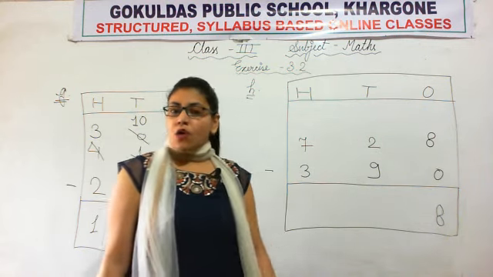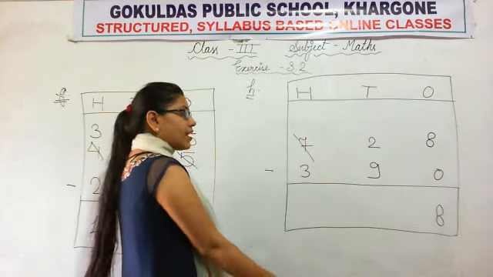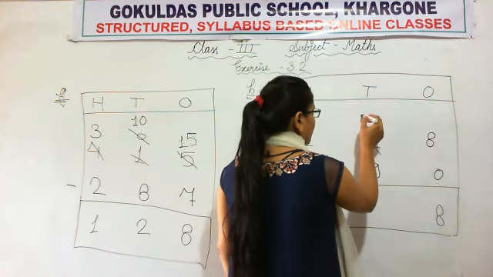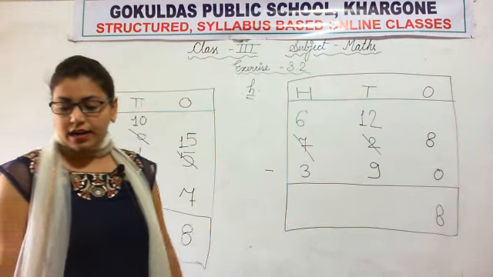So now we'll take a borrow, borrow from the hundreds place. So this 700 will become 600 and this 2 tens will become 12 tens after taking 10 tens from the 100.